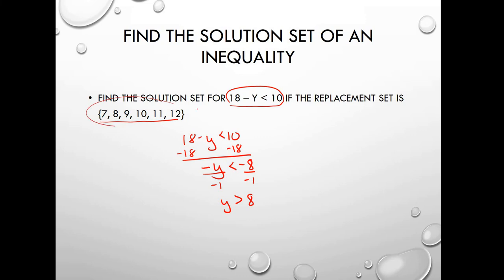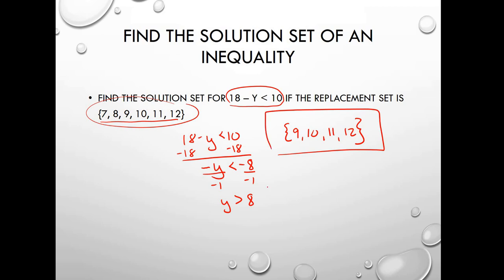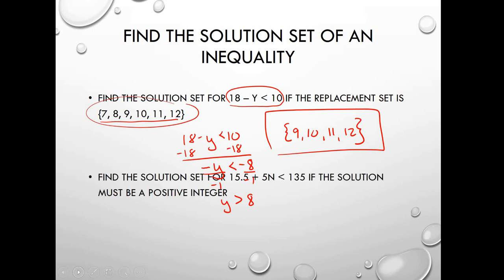But let's look at our solution set. I need only numbers from the replacement set that are greater than 8. So 8 doesn't work. I can use 9, 10, 11, and 12. So this is my solution set for this inequality when I am given a replacement set that is very specific. Okay, again, go back and pause if you didn't get that all written down. Always pause to write stuff down before you move on.